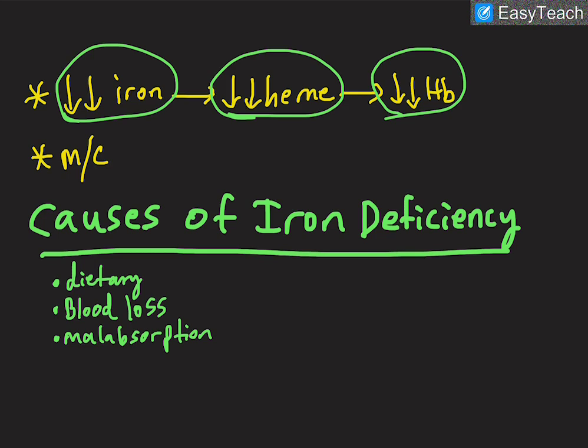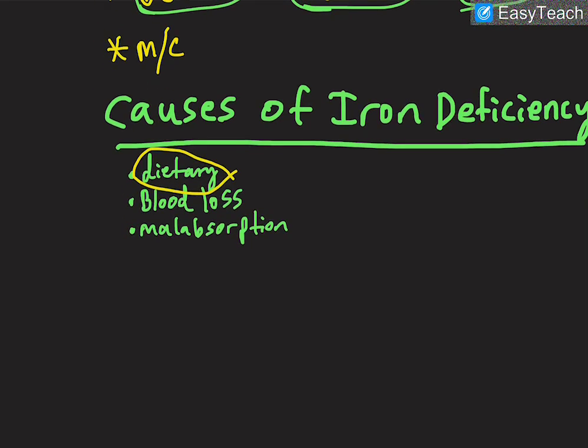So how do you even get iron deficient? Iron deficiency can happen due to a lot of reasons. One of them, of course, is if you're not eating enough iron. If you're not eating enough iron, you can be iron deficient. This dietary cause should make sense. For example, if we took each one and had examples, what if you have an alcoholic?